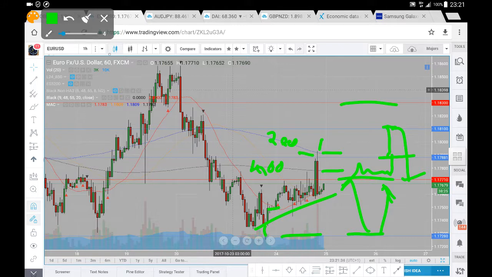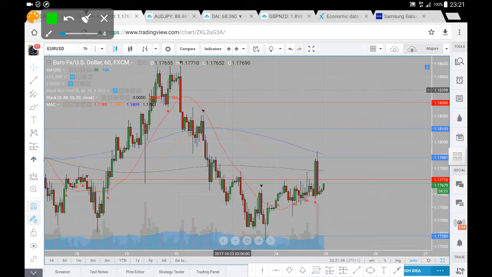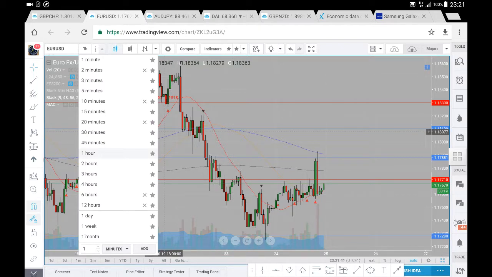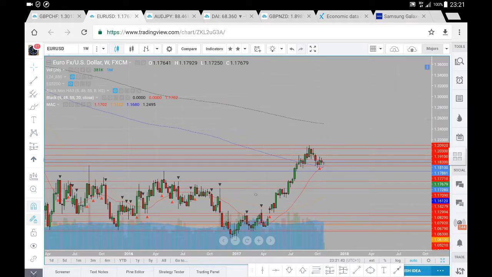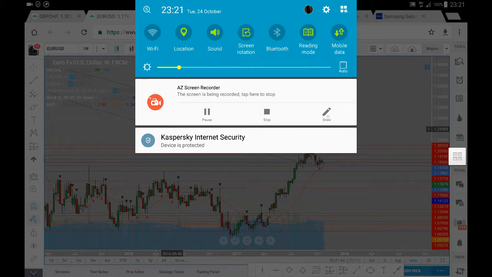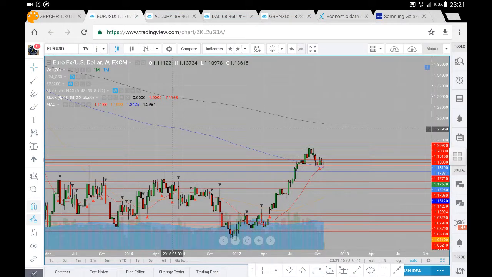So let's just have a look on the weekly time frame. On the weekly time frame, it's pretty clear that we are still in a bullish trend, as can be seen here. We've had a bit of a pullback all the way down to the 200 period moving average, as well as the 20 period moving average just here, but we still look poised for a bull flag and a possible break to the upside.